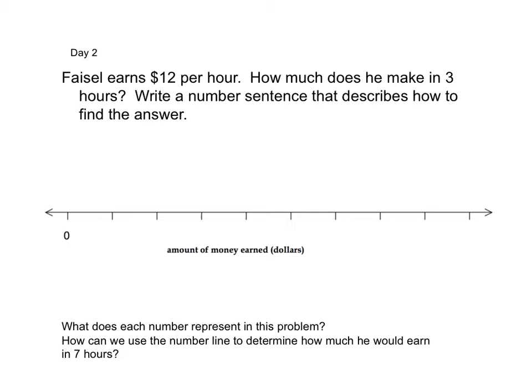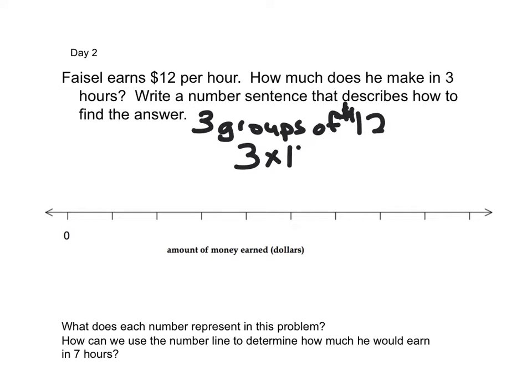So Faisal earns $12 per hour. We want to know how much he makes in 3 hours. So we're going to write a number sentence in terms of groups, right? So here we have 3 groups of 12 because he's working for 3 hours and each hour is worth $12. Or in other words, we have 3 times 12.